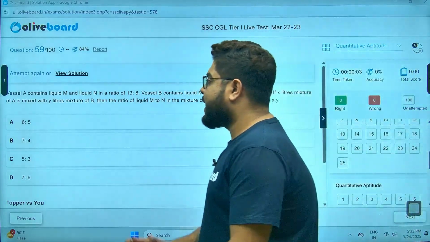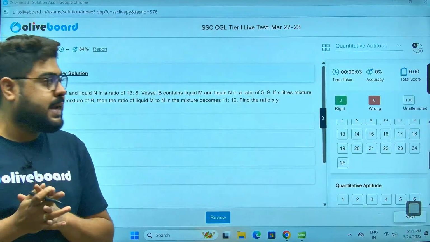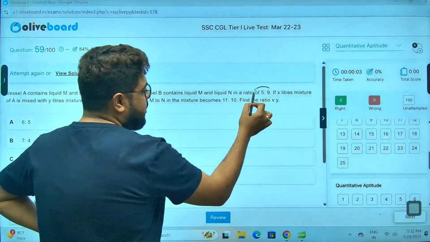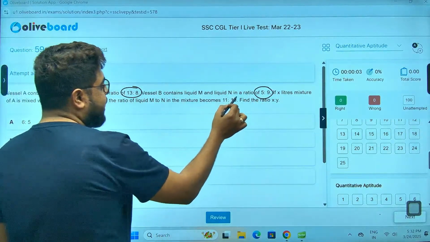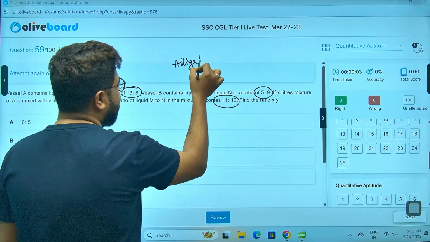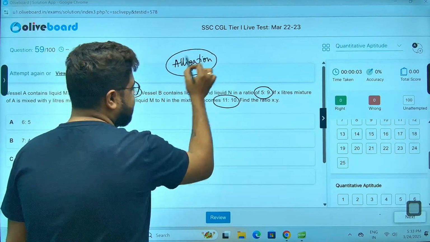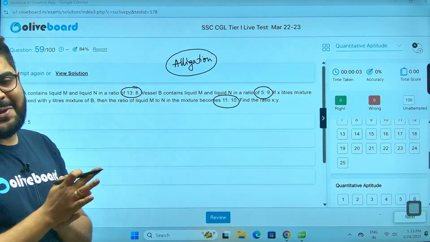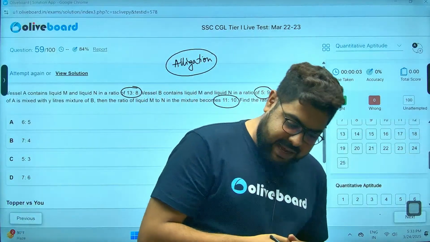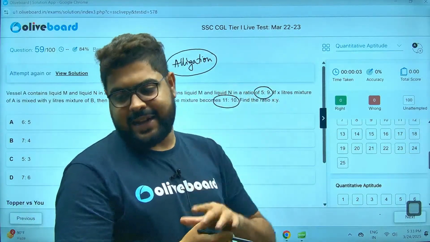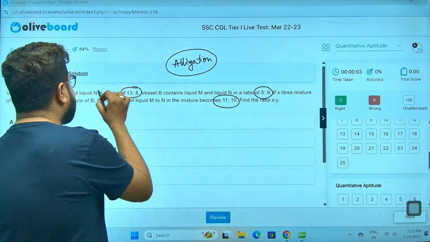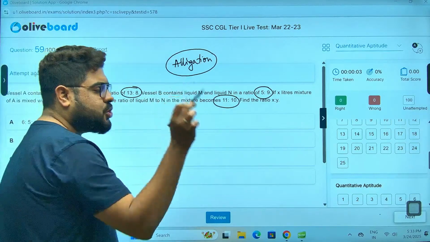Sir, vessel A contains liquid M and liquid N in a ratio 13:8. Vessel B is the same, 5:9. Sorry, 10:11. So this is an allegation question. You need to apply allegation. Now, always in these situations, you can apply allegation either on M or on N. Yes, Akash, Arghamita, 4% is the correct answer for the last question. The choice is up to you.